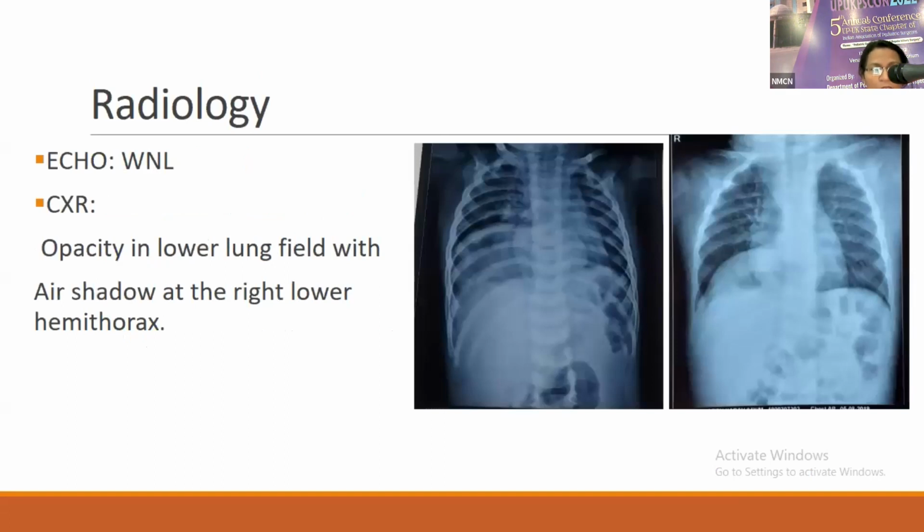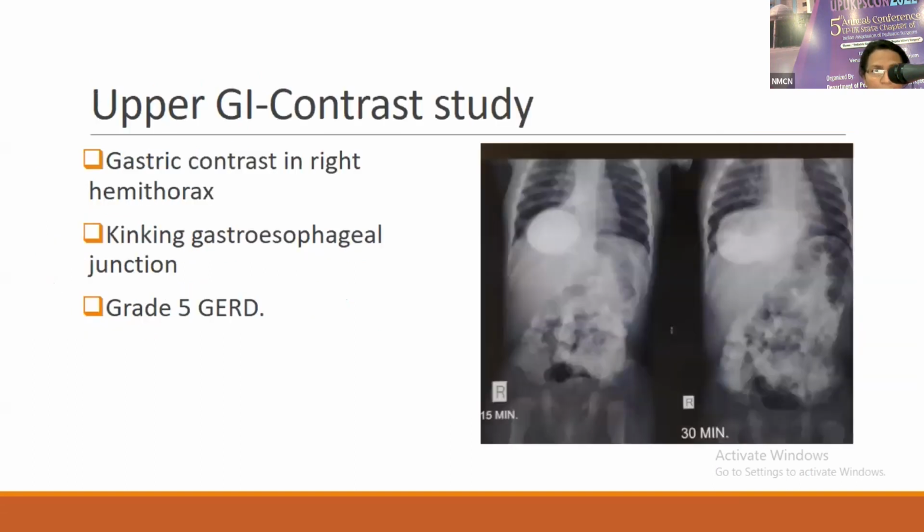Echocardiogram was within normal limits and chest X-ray shows opacity in the lower lung field on the right side with the air shadow at the right lower hemithorax. Upper GI contrast study with water soluble contrast shows gastric contrast in the right hemithorax, kinking of the gastroesophageal junction, grade 5 GERD, and we are suspecting torsion in this case because the stomach is lying a little bit horizontally.